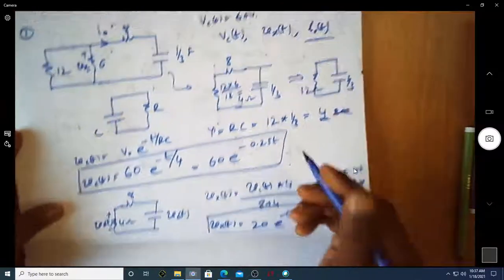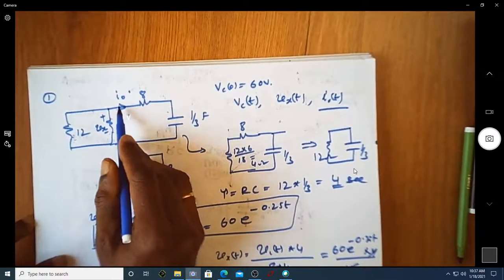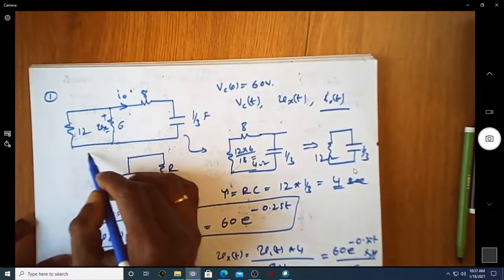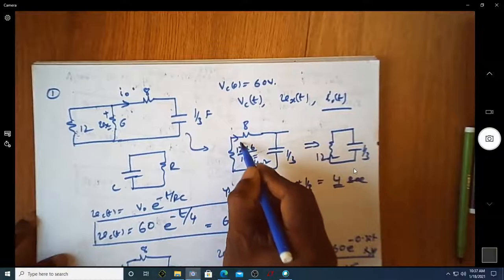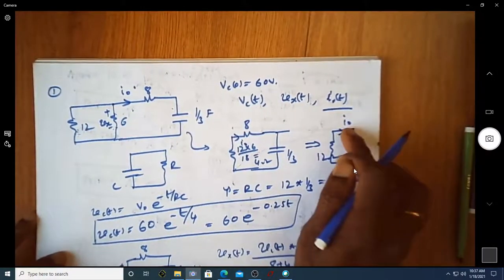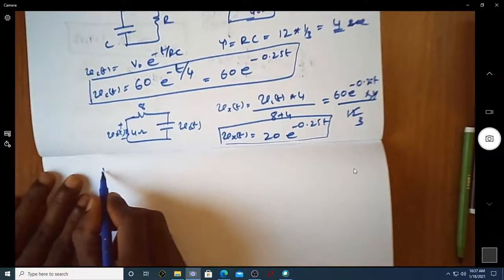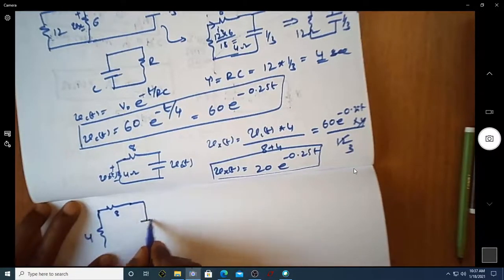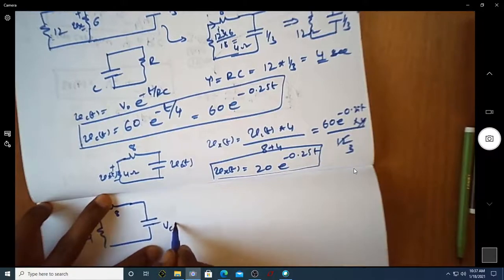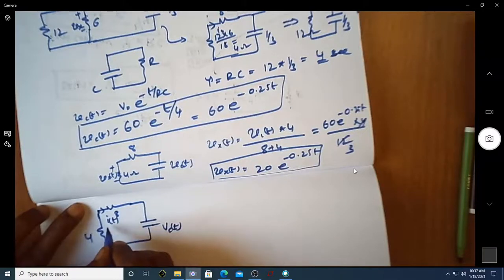I0 is the current that is flowing through the 8 ohm resistor, since this 8 ohm resistor is in series with this entire resistor, which happens to be 4 ohm. So this is I0, and I can find I0 of t. From this circuit diagram, this is 4 ohm and this is 8 ohm, and you have a capacitor voltage with respect to time as Vc of t, and you're looking at current I of t or I0 of t.